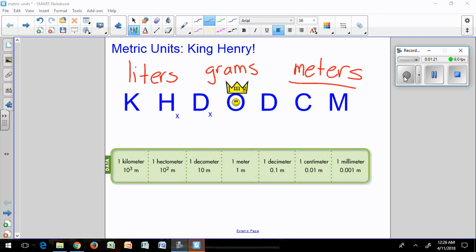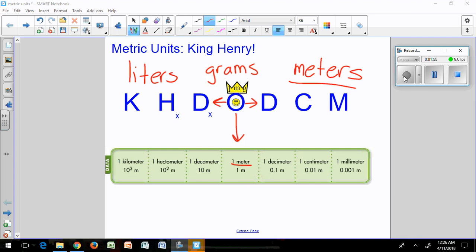Because right in the middle we have our 1 unit, 1 meter in this case. That's the O. 1 meter is right in the middle. As we go to the right, we go down. We get smaller and smaller. As we go to the left, we get bigger and bigger. Does that make sense? As we go to the left, we're getting bigger and bigger.